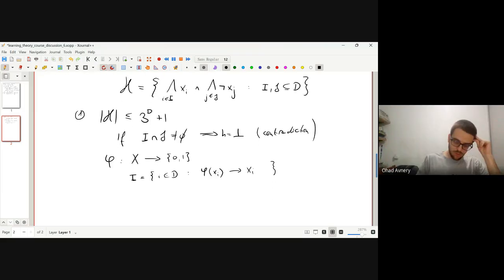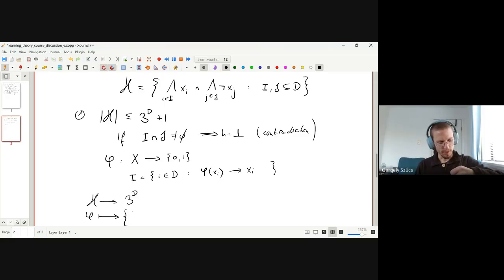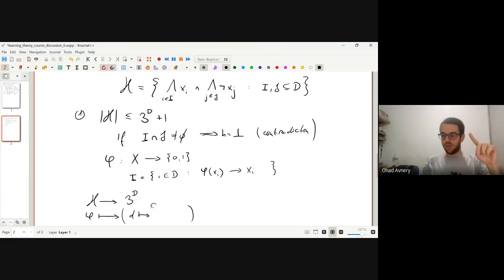Yeah, so we can define a function from H to the set {1, 2, 3}^d, which basically means splitting all indices into 3 disjoint subsets, and the 3 subsets we choose are I, J, and D minus I union J. So you could say elements of I match with 1, elements of J match to 2, and other elements match to 3.